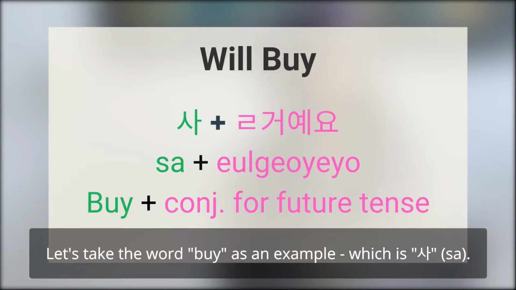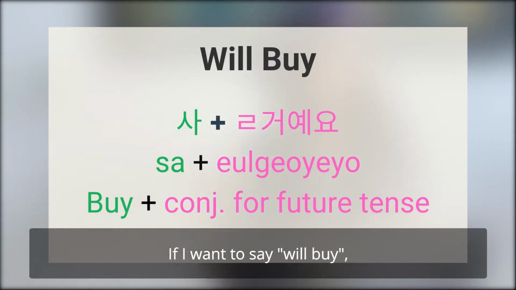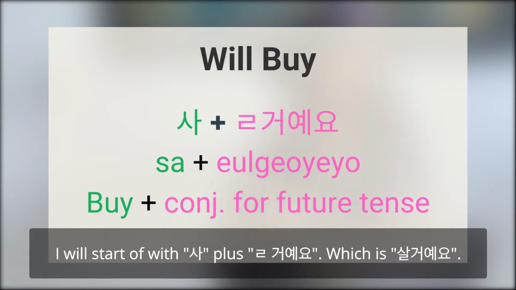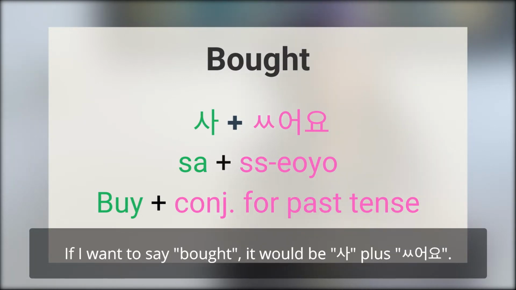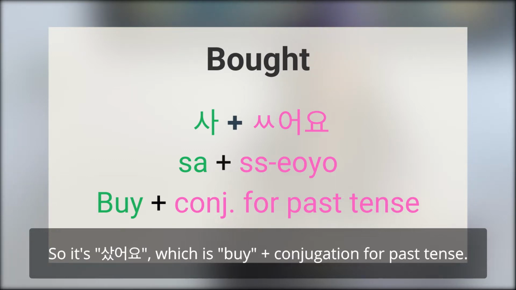Let's take the word to buy as an example, which is 사. If I want to say will buy, I will start off with 사 plus 을 거예요, which is 살 거예요. So it's buy plus a conjugation for future tense. If I want to say bought, it would be 사 plus 어요. So it's 샀어요, which is buy plus a conjugation for past tense.